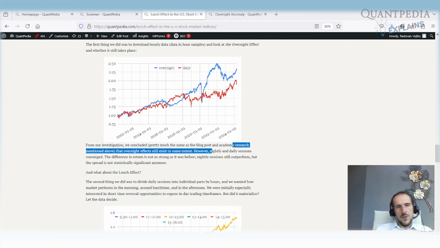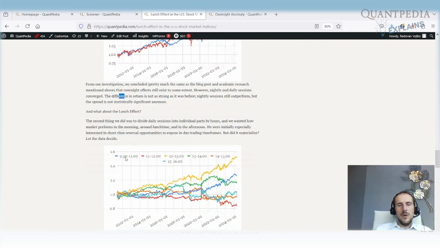However, nightly and daily sessions don't work. So there is some price action going on also during the day, and there is a price appreciation during the day. And what about the lunch effect? So the second thing we did was to divide the daily sessions into individual parts, hour by hour. So we wanted to see how the market performs in the morning, around lunchtime, and in the afternoon. And we were very interested in the short-term reversal opportunities.